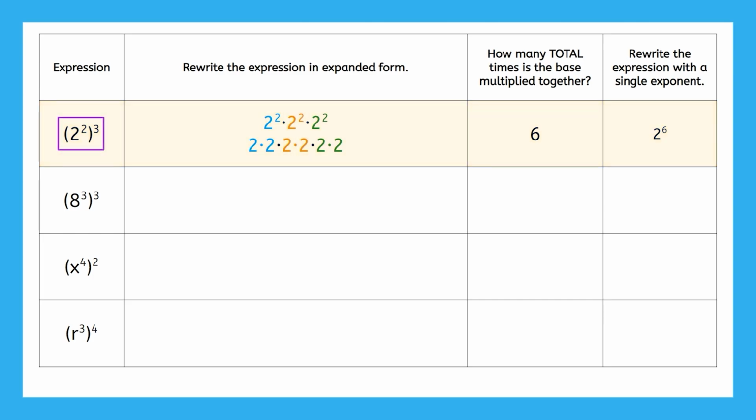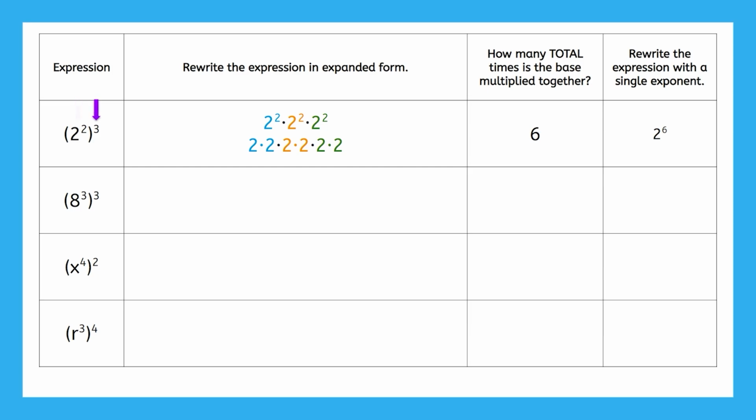Here we have 2 squared raised to the power of 3. So, if there's 2 exponents, what's the base? Let's break it down into sections. How about inside the parentheses? If we isolate just this section, what's the base and what's the exponent? We have 2 squared, so the big 2 is the base, and the small 2 is the exponent.